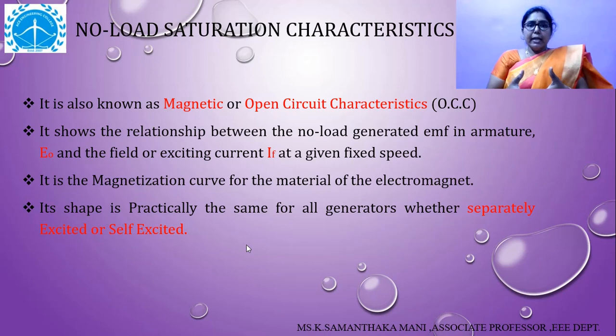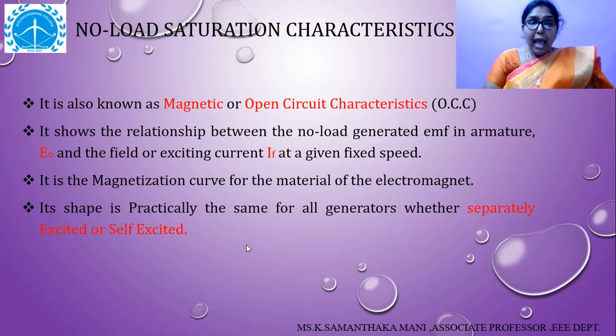These characteristics are also known as magnetic characteristics or open circuit characteristics. To get the no load saturation characteristics, as the name itself says, there won't be any load on the DC generator. We are opening the load terminal, so we can also call it the open circuit characteristics, OCC. It shows the relation between the no load generated EMF in the armature, represented as E naught, and the field or exciting current IF, at a given fixed speed.